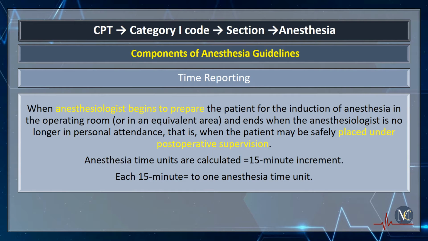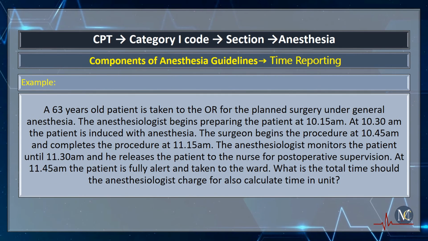Anesthesia time units are calculated on the basis of the total duration of anesthesia services provided, rounded up to the nearest 15 minutes increment. Each 15 minutes increment of anesthesia time corresponds to one anesthesia time unit. Anesthesia time units are an important component of anesthesia billing and are used to determine reimbursement for anesthesia services. Proper documentation of anesthesia start and stop times is essential for accurately calculating anesthesia time units and ensuring compliance with coding guidelines. Let's understand with an example.